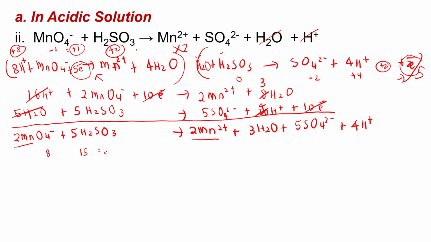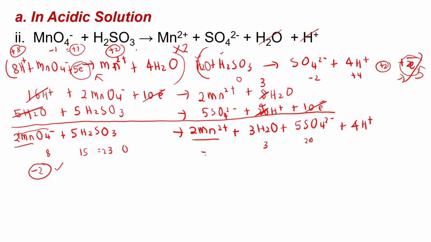So we have 23 oxygen. Here we have oxygen 3, oxygen 5 times 4, 20. So 23. Then check for hydrogen: 10 hydrogen. Hydrogen here 6 plus 4, 10. 5S, we have 5S. Okay, check for charge. So here is -2, and here is 0. So -2 on your left hand side.